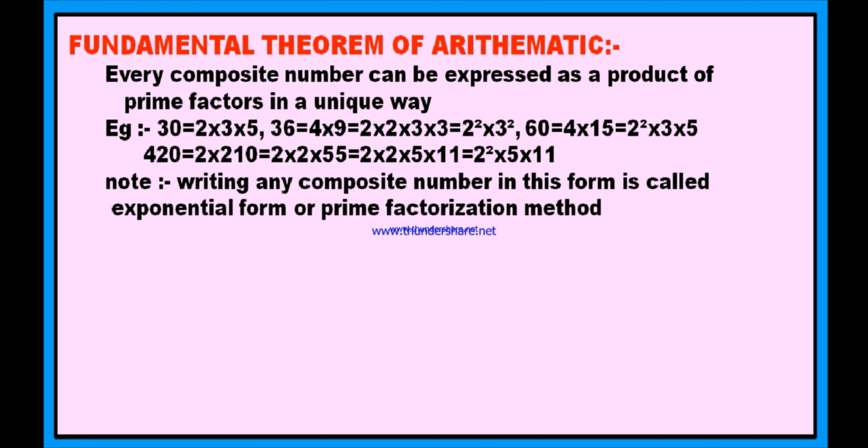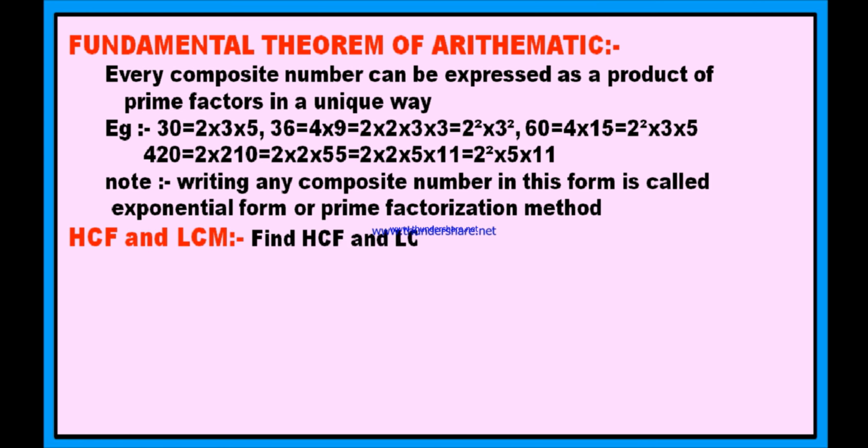You see, you wrote 30 as 2 into 3 into 5 and you wrote 36 as 2 square into 3 square. You wrote 60 as 2 square into 3 into 5. We wrote 420 as 2 square into 5 into 11. All these numbers can be written as the product of prime numbers. This type of writing all these numbers is called exponential form and the method is called prime factorization method.